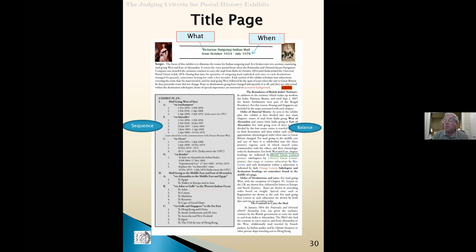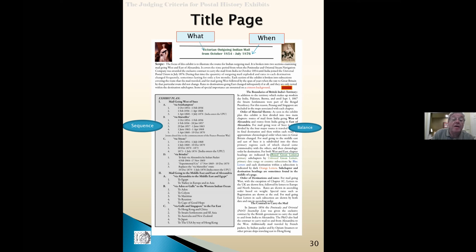The sequence has 2 main sections: mail going west, which is by far the highest volume, and going east. Normally, you would expect the exhibit to be going west from India and going east from India, but that would really mess up the balance because there's much more going west from India than going east from India. So the exhibitor has innovated. And what does he say? The balance is defined creatively. The going west is west of Suez.